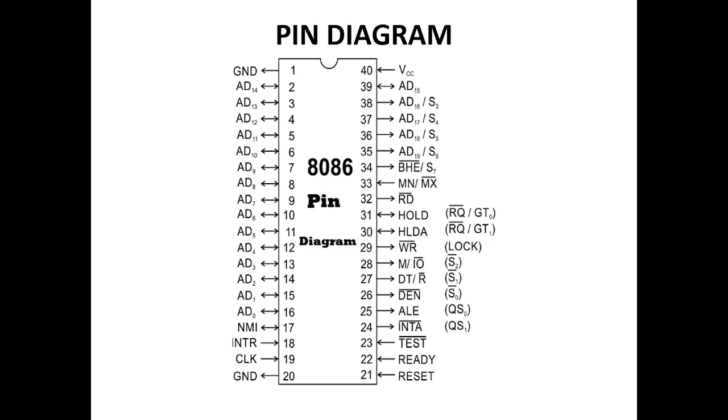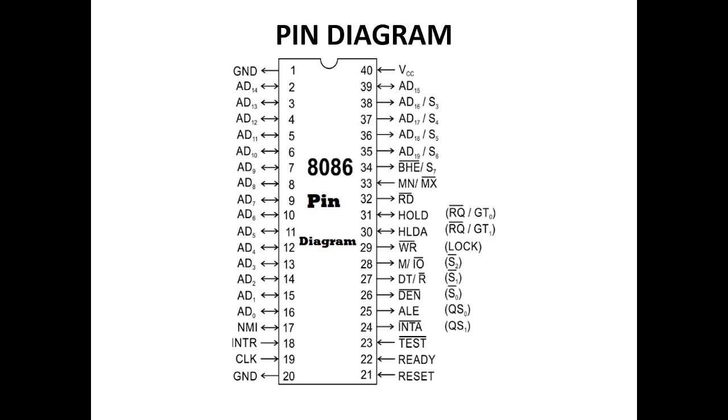ALE, that is address latch enable. The signal is used to demultiplex the address and data lines. That means AD0 to AD15, the multiplexed address and data lines, will convert into A0 to A15 and D0 to D15. It is a high pulse acting during T1 of any bus cycle. DEN is data enable. The signal informs the transceiver that the 8086 is ready to send or receive the data.